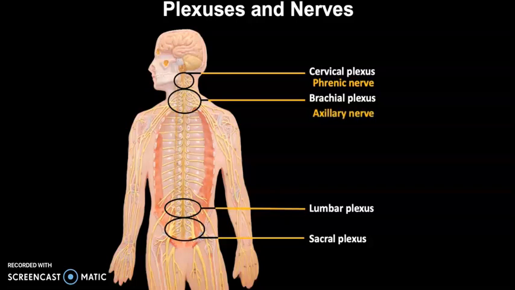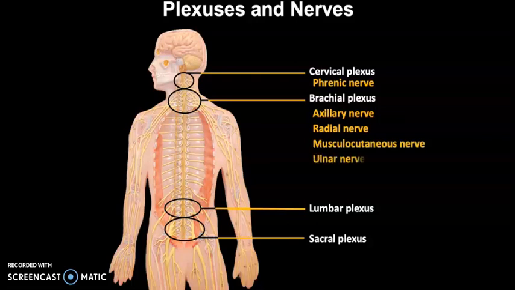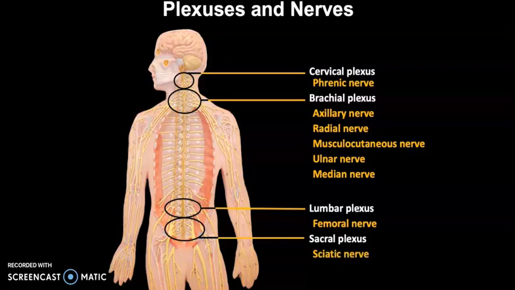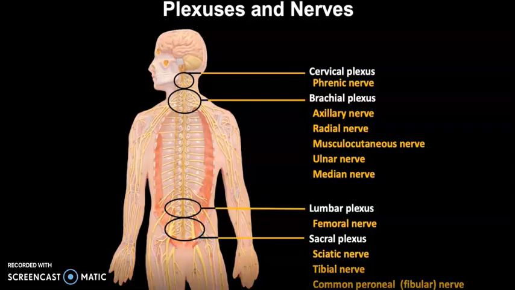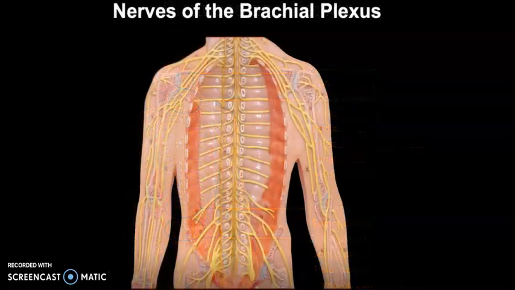The brachial plexus has 5 branches: axillary nerve, the radial nerve, musculocutaneous nerve, ulnar nerve, and median nerve. The lumbar plexus is going to show you the femoral nerve, and the sacral plexus is going to have the sciatic nerve, tibial nerve, and the common peroneal nerve or fibular nerve. Keep in mind that there are other branches. So, for example, as part of the sacral plexus, you have the pudendal nerve, but that's not being shown in this video.